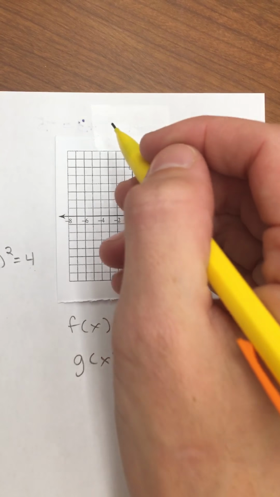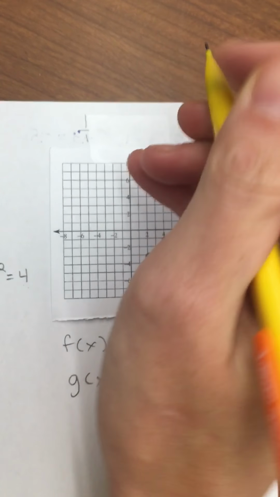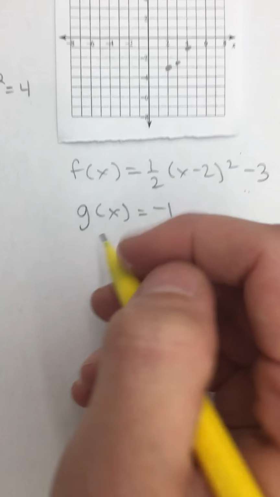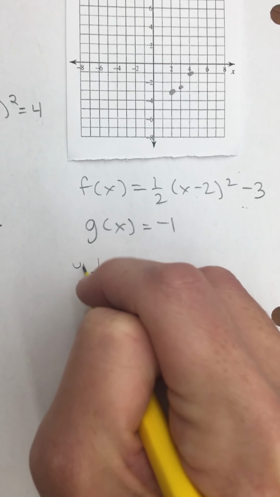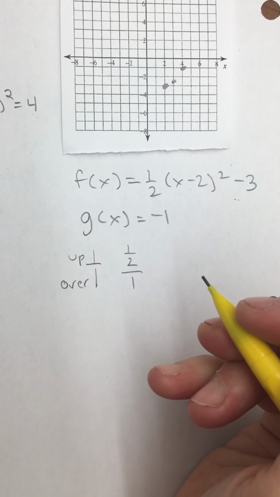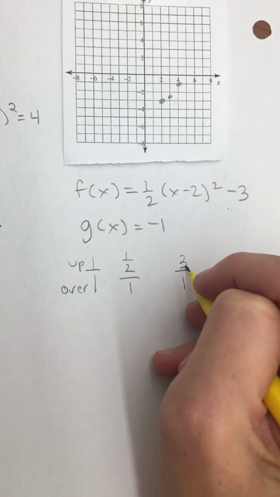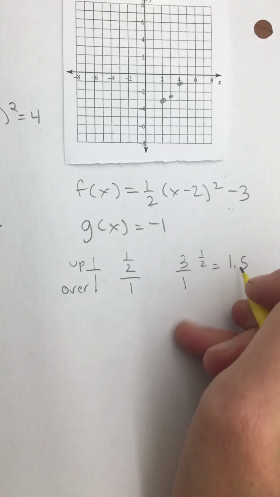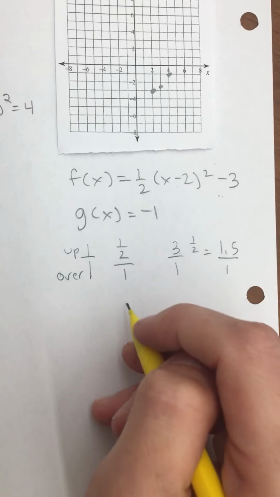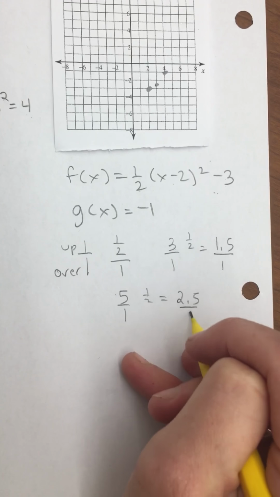You know what? I'm going to write those up here. Normally I would move up 1 over 1, up by 1 over by 1. But now I'm moving up by a half over by 1. Similarly, normally I would move up by 3 over by 1. Now half of 3 is 1.5 for every 1. All right? And if you wanted to do the next round, it would be 5 over 1 times a half, so now I'm moving up 2.5 for every 1.